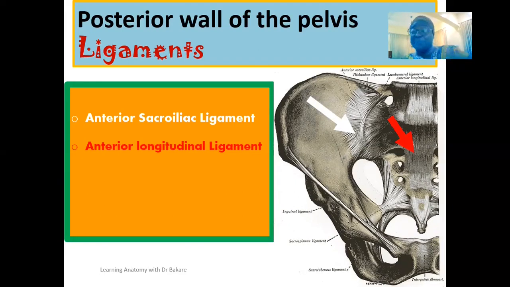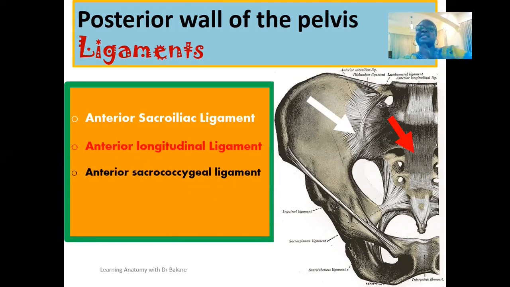We know that the vertebral column is made of small pieces of bones that are arranged one on top of each other. And of course, they need to be supported and guided. So we have the anterior longitudinal ligament running across the vertebral column in the anterior part. And of course, this ligament is also seen at the pelvic region. And this is why it is taken as part of the structural component of the posterior pelvic wall.